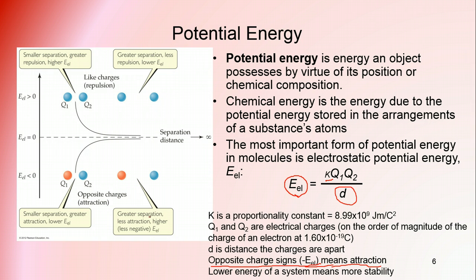And we'll notice when we study this later on that the lower the energy, the more stability there is. So again, we'll get into that a little bit more in Unit 2, but that's the version of potential energy that we're going to be talking about in chemistry.